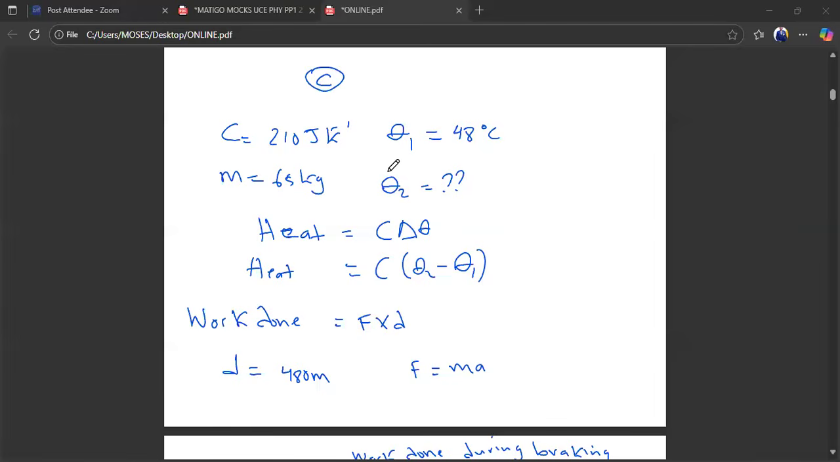Force is given by MA. We only use mg if work is done against gravity, because when a body is moving upwards or downwards, it moves with a constant acceleration, which we call acceleration due to gravity. But in this braking phase, gravity does not play a part. What is playing a part is the deceleration of the car.